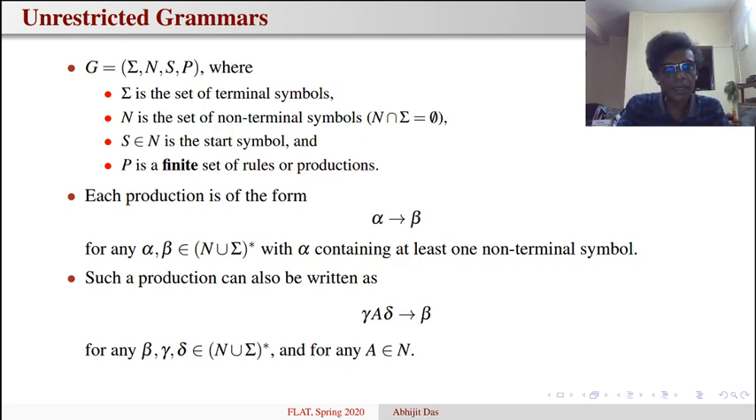And like context-free grammars, I can define the language of G as the set of all w in Sigma star, that is the set of all strings over terminal symbols only, such that you start from S, make a derivation using these rules any number of times, and eventually arrive at w under the rules of G. So that is the language of G. Okay, so let us start with an interesting example.